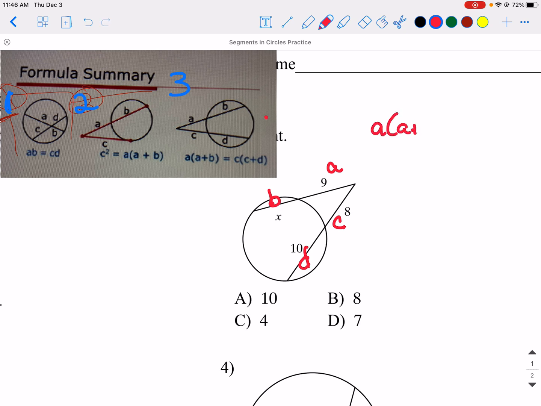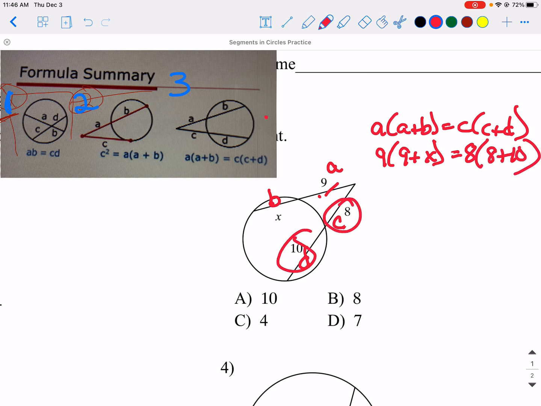A plus B equals C plus D. Plug in your values. A is 9, so 9 plus B is X. C is 8, 8 plus 10. So I'm just getting those values, C and D there. So now distribute. 9 times 9 is 81. 9 times X is 9X. I'm going to combine the 8 plus 10 to get 18. So I'm going to find out what 8 times 18 is, and that is 144.